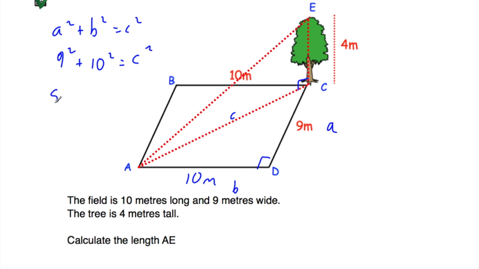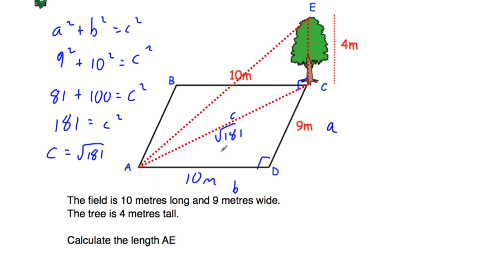Okay, 9 squared is 81, plus 10 squared is 100, and that's equal to c squared. So if we add them together, we get 181 is equal to c squared. And then if we square root, we get that c is equal to the square root of 181. Now, again, I tend to leave it as a surd because later on we're going to be using Pythagoras' theorem again, and we're going to square this. So it'd be quite useful to leave it like that rather than write it as a decimal number that you may round and then lose a bit of accuracy. So that means that AC is equal to the square root of 181. If you have worked it out as a decimal number, the square root of 181 is equal to 13.4536 and so on.